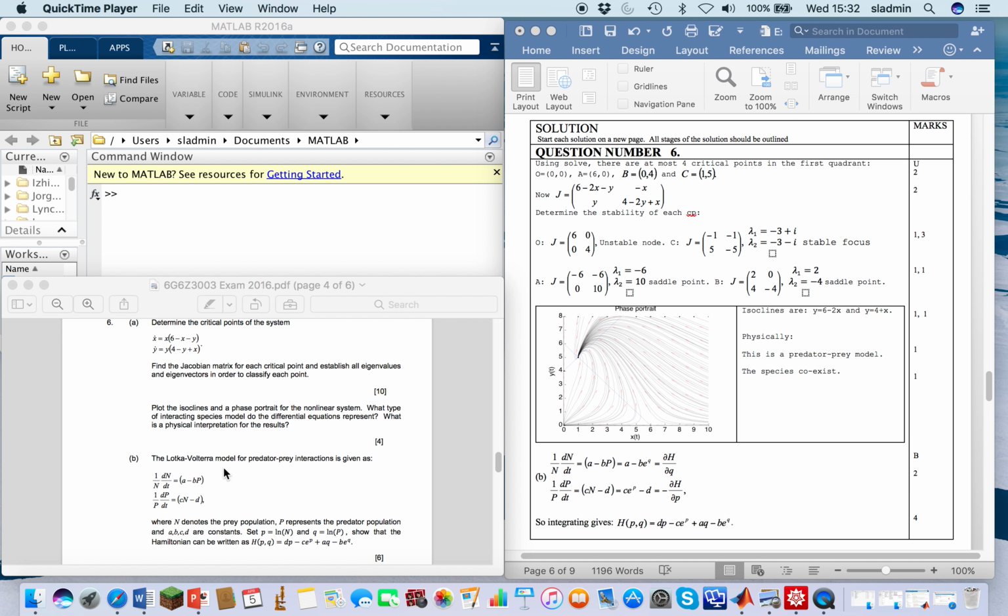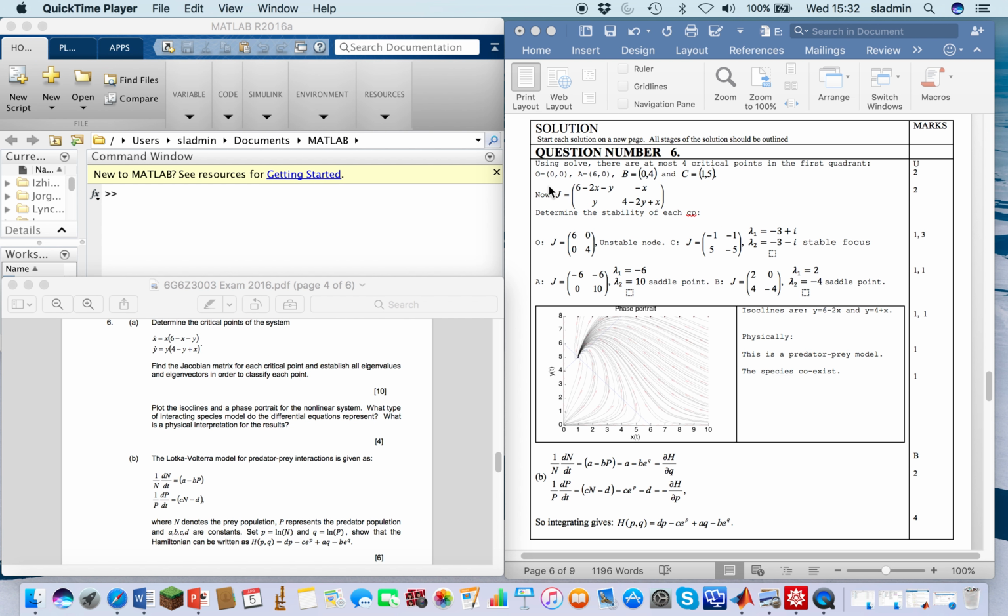Part B is a Lotka-Volterra model for a predator-prey. And we need to show that the Hamiltonian can be written in this form. Okay, so for 6 part A, we have a two-dimensional continuous system, so we need to determine how many critical points there are. So we use the solve command.